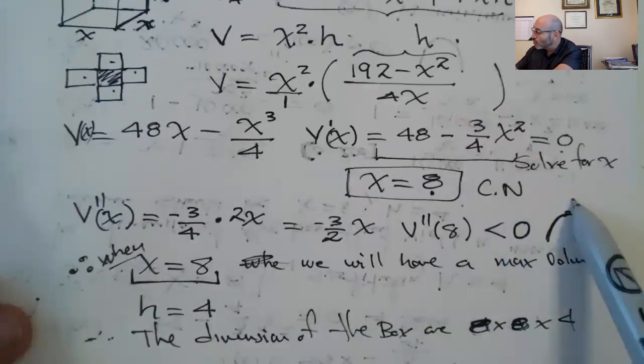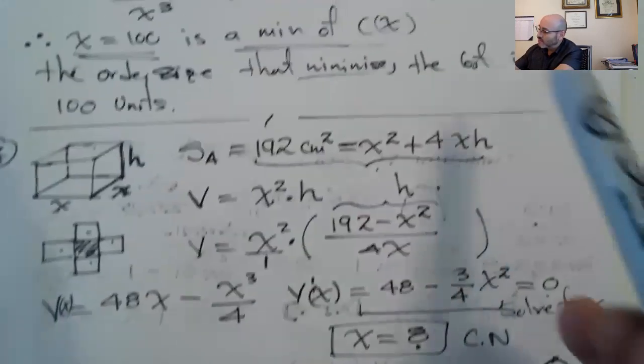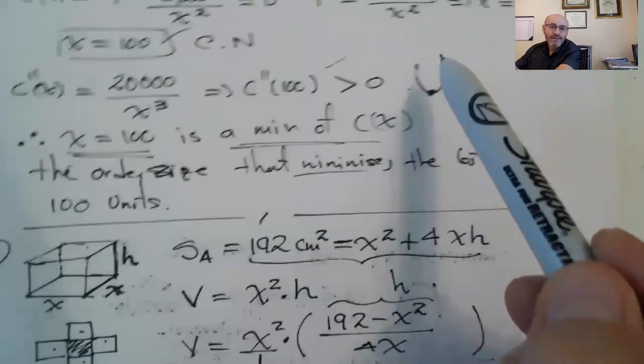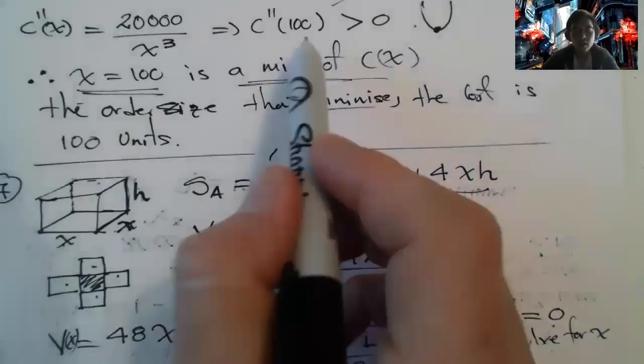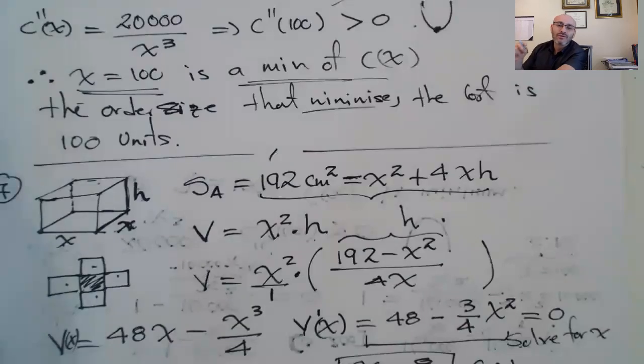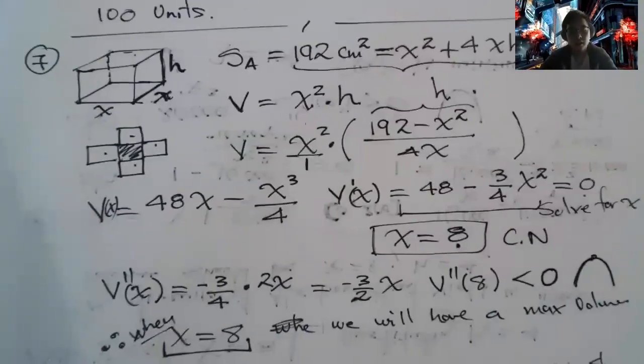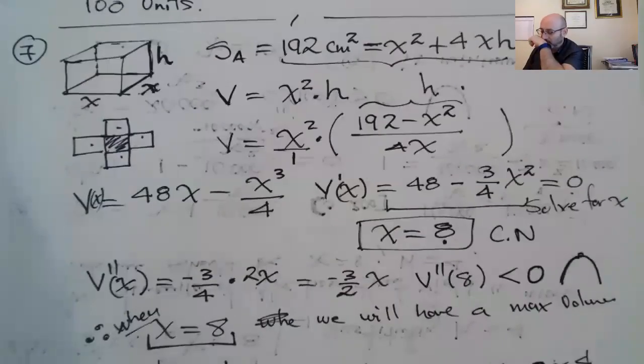So if you know that the graph looks like this, it has to be a max. And if you know the graph looks like that, it has to be a minimum. Okay? So you're not concerned with how much it is. You are only concerned about whether it is positive or negative. Okay? Got it. Is there any other question?